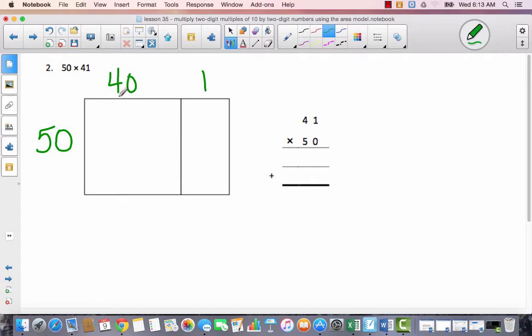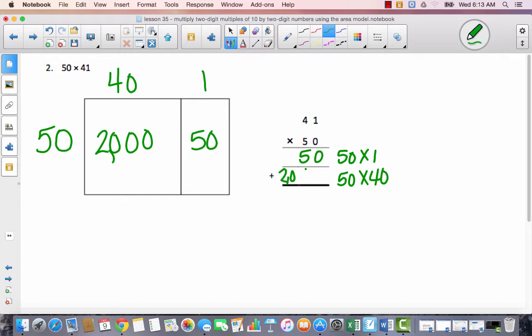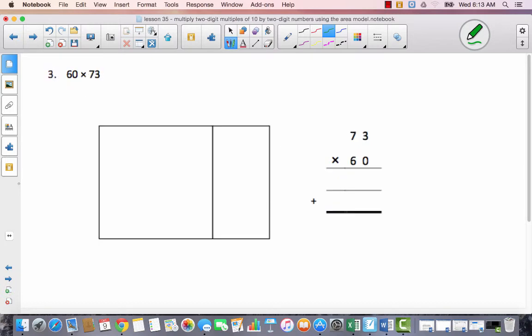Okay, so hopefully you said 4 times 5 is 20, and then you have 2 zeros, 0, 0, because 10 times 10 is 100, so this is 20 hundredths or 2,000, and then 50 times 1 is just 50. So over here I've got 50 times 1, 50 times 40. So I've got 50 and 2,000. When I add that together, I get 2,050.